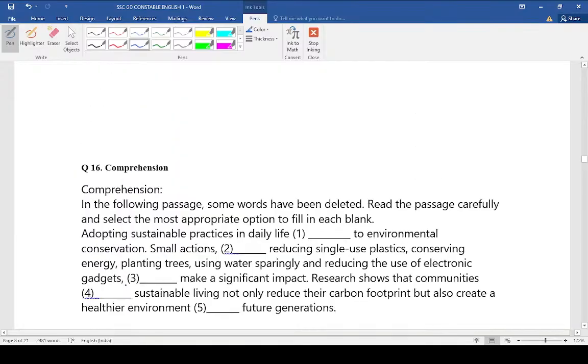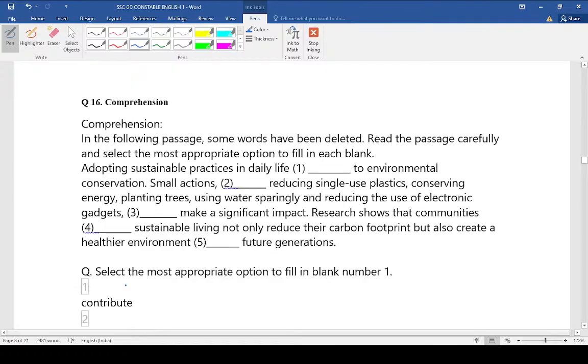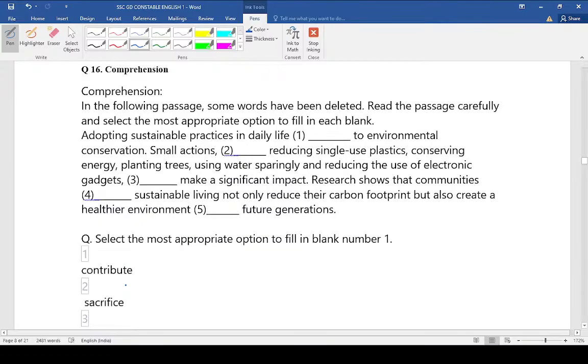Now 16th question, comprehension. In the following passage, some words have been deleted. Read the passage carefully and select the most appropriate option to fill in the blank.